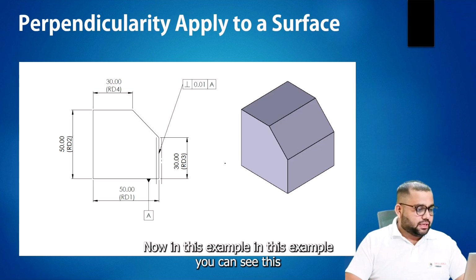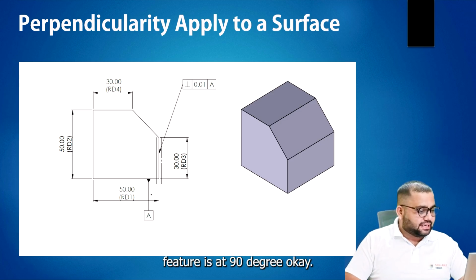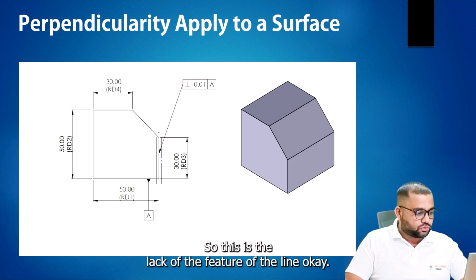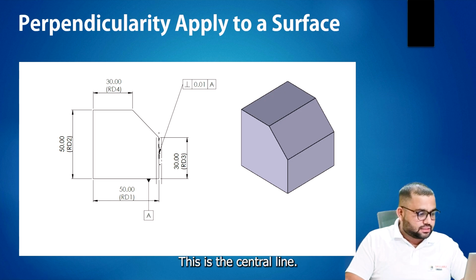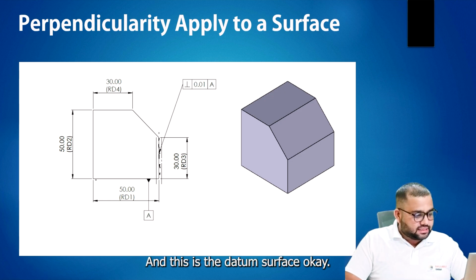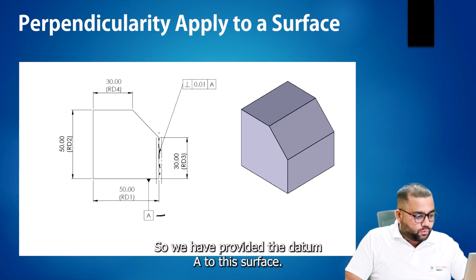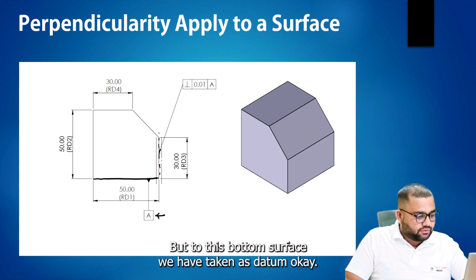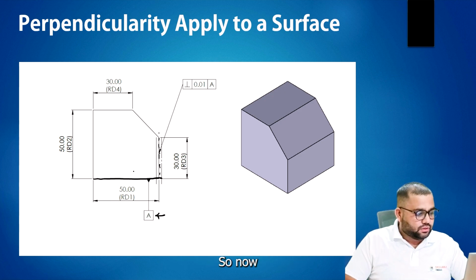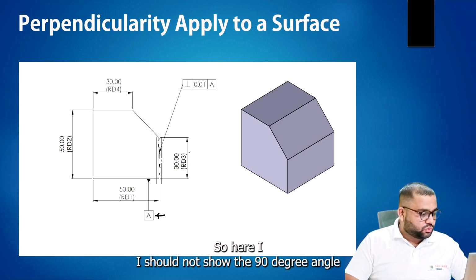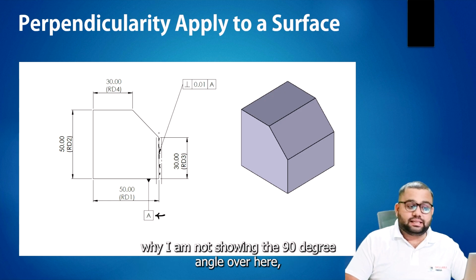Now in this example you can see this feature is at 90 degrees. This is the center line of the feature, and this is the datum surface. We have provided datum A to this bottom surface. Now in this example, I should not show the 90-degree angle. Why am I not showing the 90-degree angle over here?